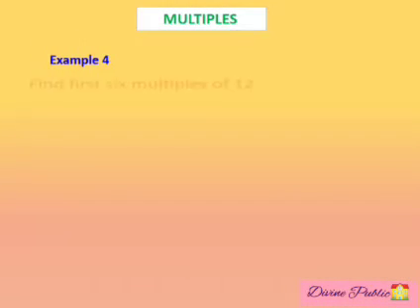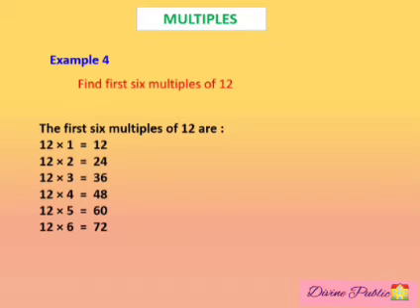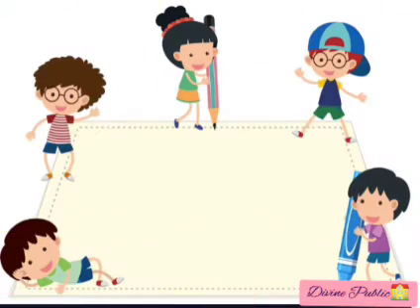Example 4. Find first 6 multiples of 12. The first 6 multiples of 12 are 12, 24, 36, 48, 60 and 72. Now children, you can find out the multiples of any number like this. Let us see the properties of multiples.